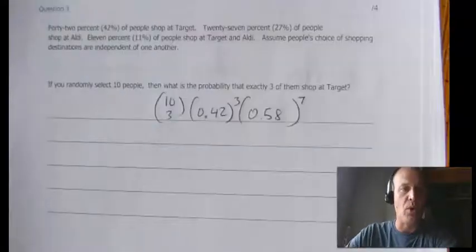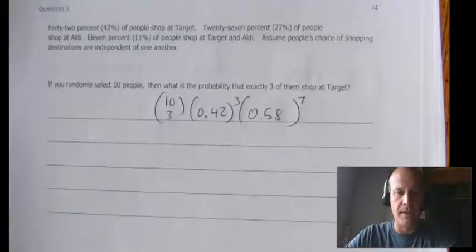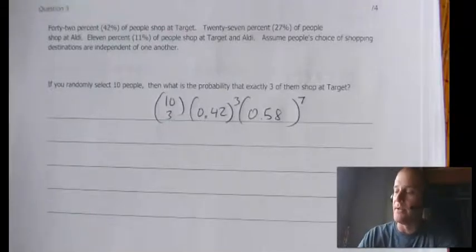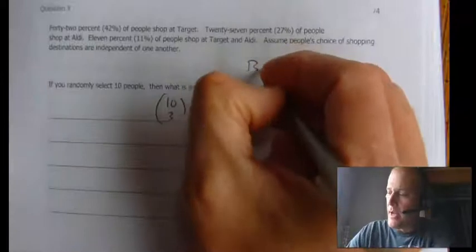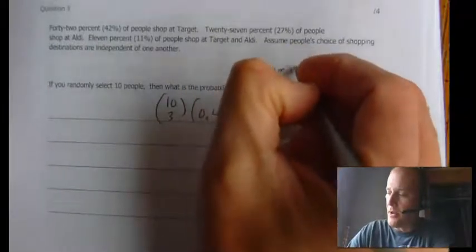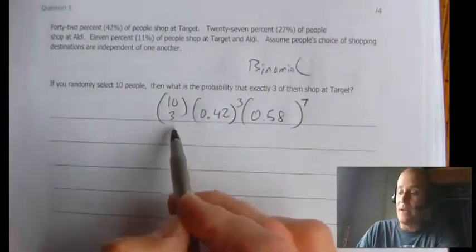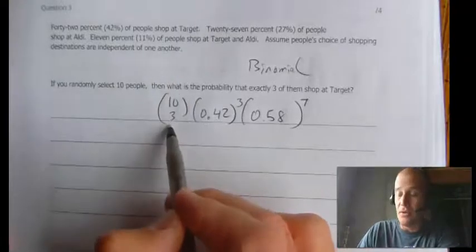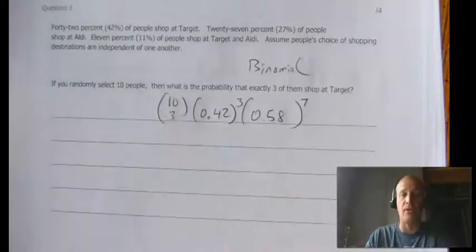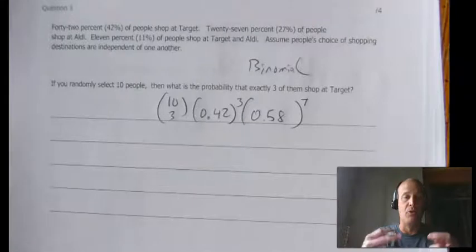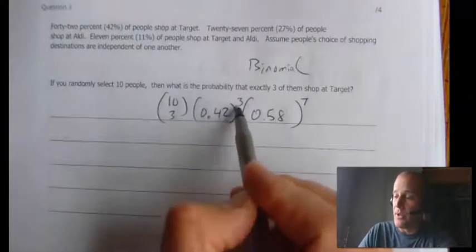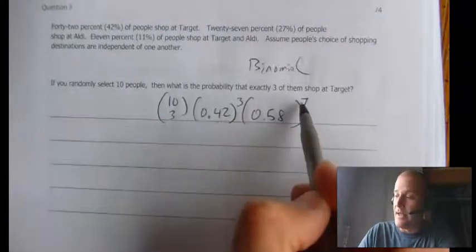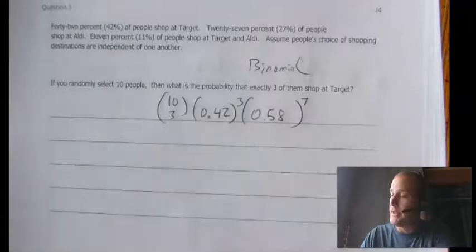All right, suppose you randomly choose 10 people. What's the chance that exactly 3 of them shop at Target? This is what we call a binomial setting. This is where we have to use that combination. 10 choose 3 is the number of ways you can put 3 people in a group of 10, 3 of which are shoppers at Target, and 7 of which are not shoppers.